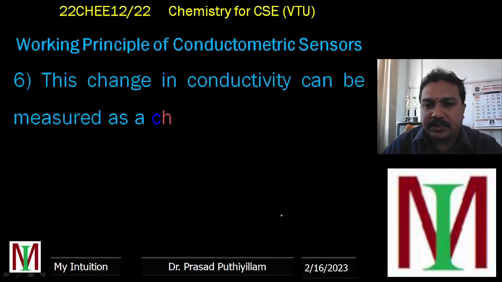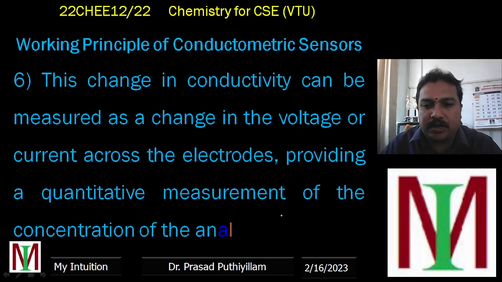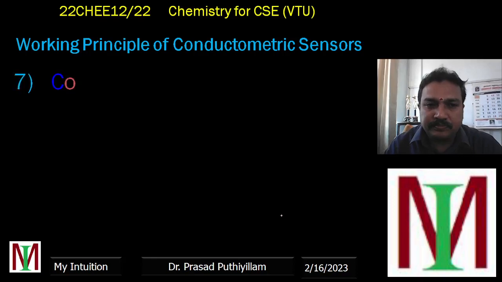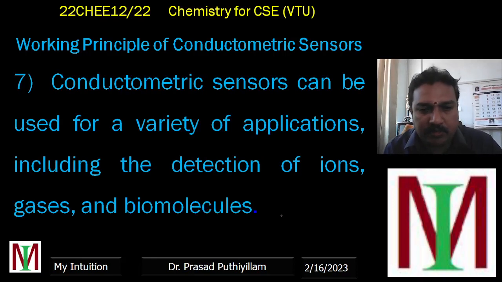Sixth point, this change in conductivity can be measured as a change in the voltage or current across the electrode, providing a quantitative measurement of the concentration of the analyte. So not only quality, you can even get the exact quantity, how many ions are present, and how much is the concentration of that solution. Conductometric sensors can be used for a variety of applications, including the detection of ions, gases, and biomolecules.